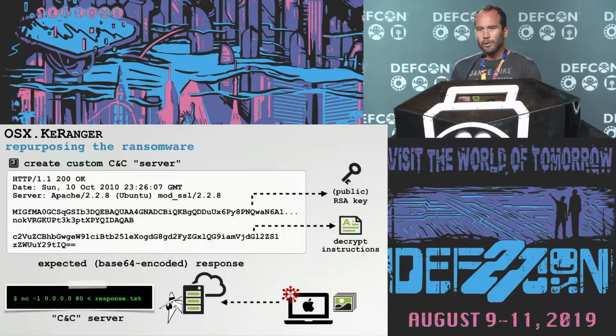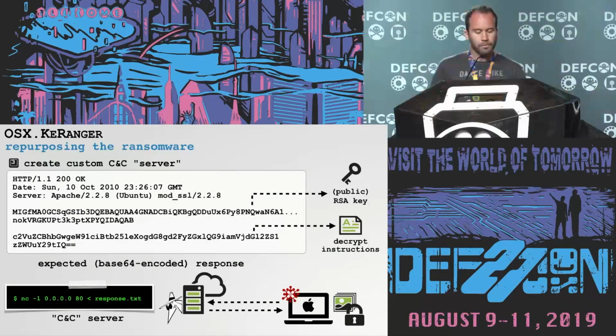Now, we also need a server because the ransomware is going to connect out when it's run, expecting that encryption key and decryption instructions. Turns out this is really easy to do. We can just take our own public RSA key and decryption instructions and package that up in a text file and then serve that up via netcat.